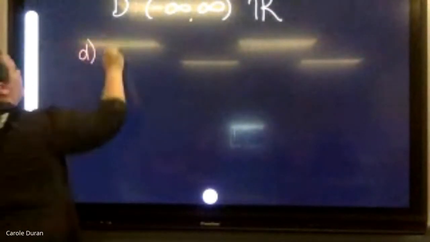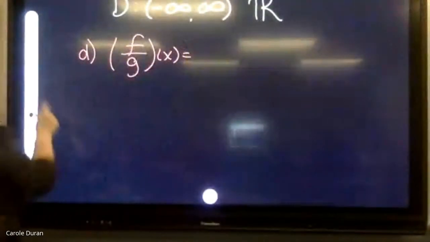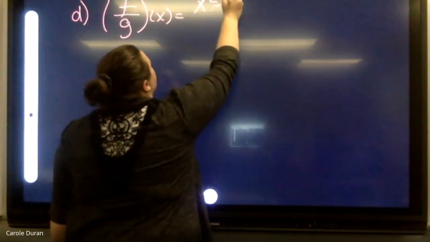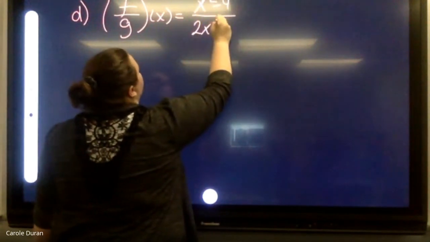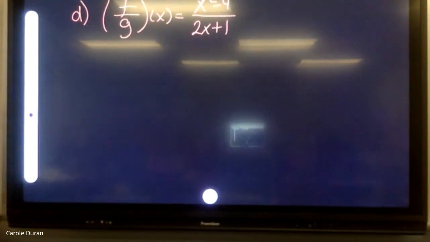Example D. I would like to do F divided by G of X. My G's are becoming Q's. It happens. That's why mine get so curly after a while, because I'm worried that they start looking for something else. So this is the same as F of X over G of X. So I'm just going to go ahead and fill in what those F and G functions are. And when I do, I end up with x squared minus 4 over 2x plus 1.